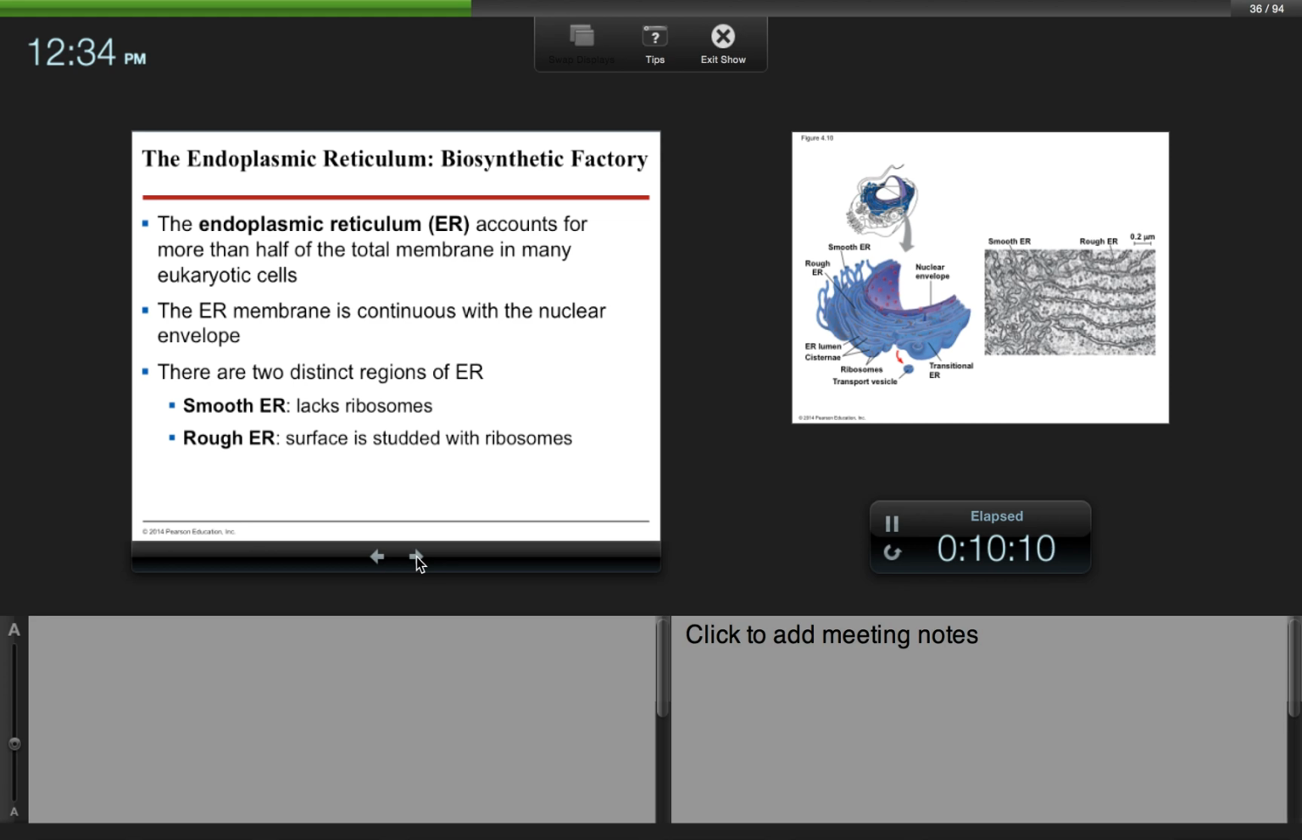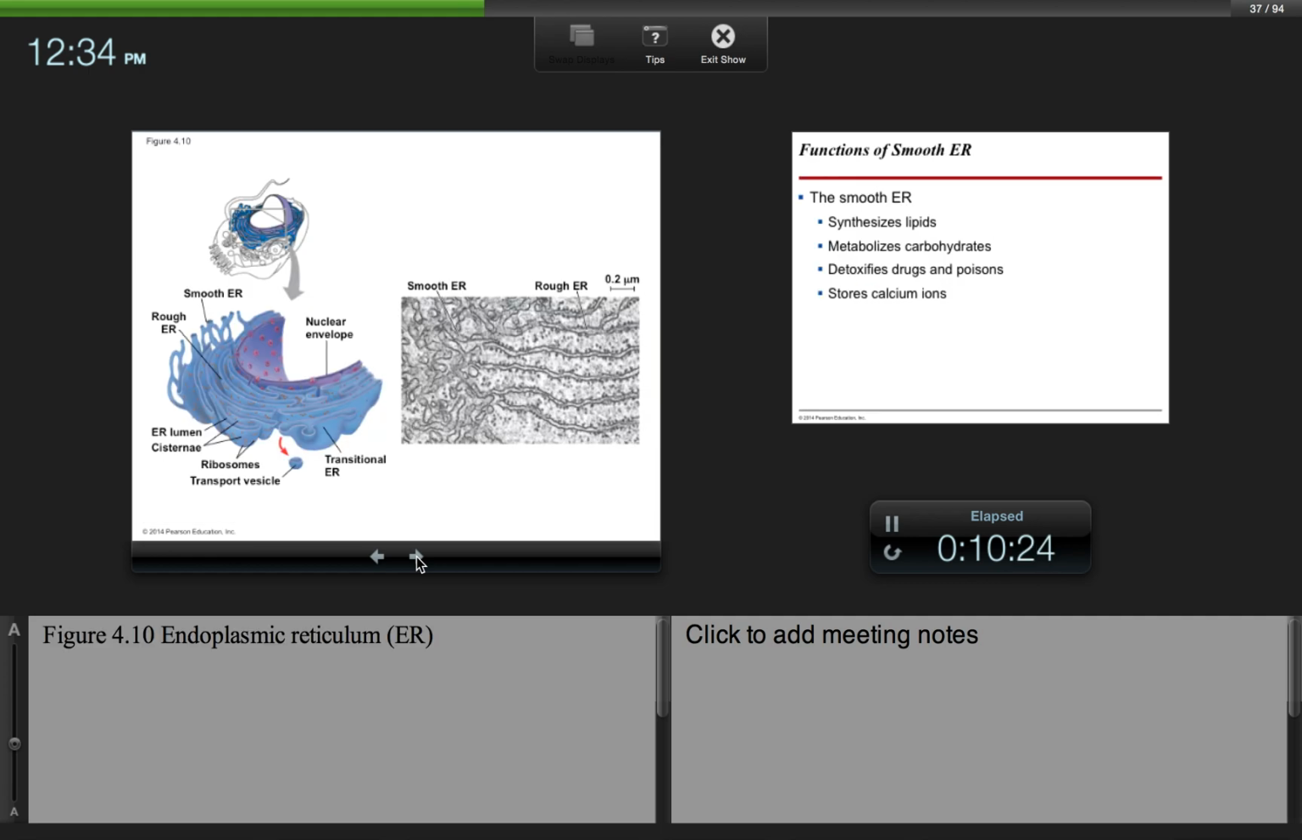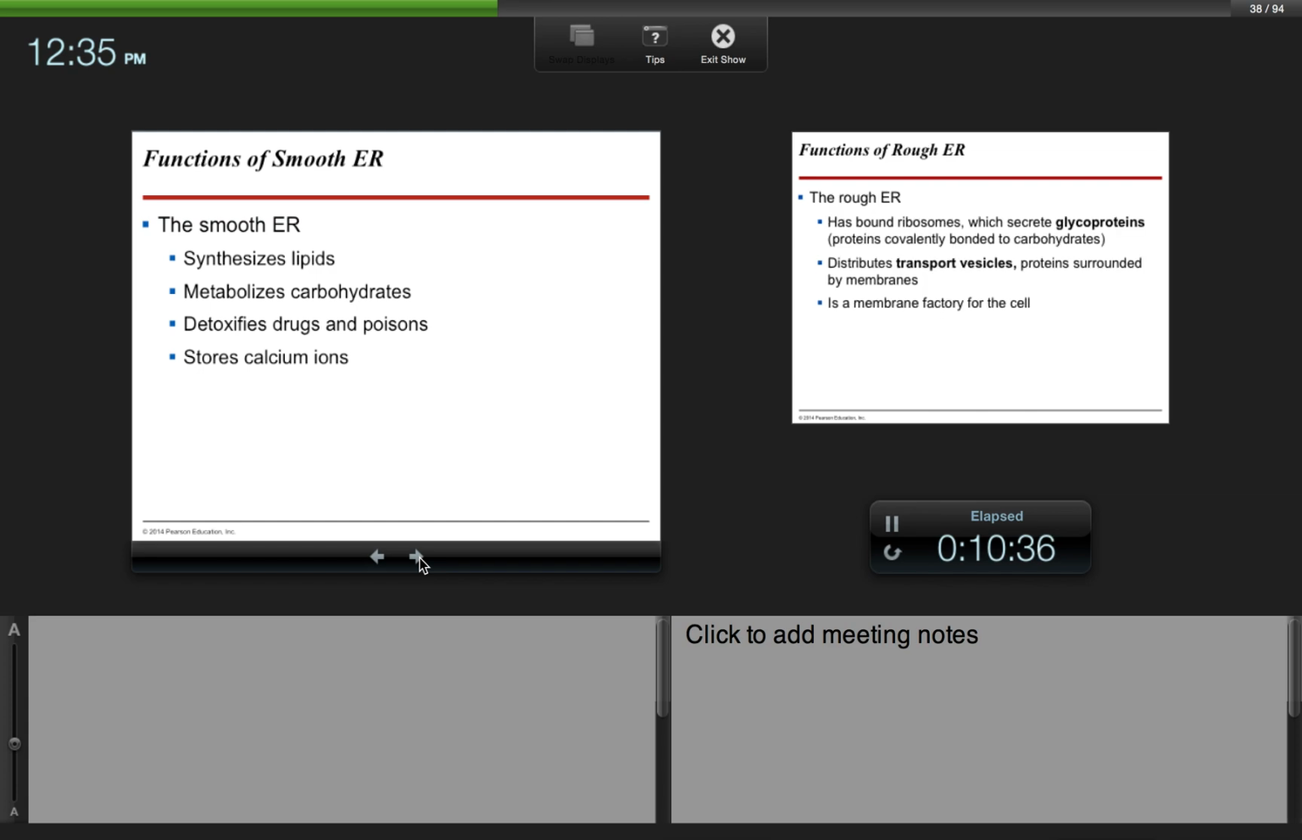The ER accounts for more than half of the total membrane in many eukaryotic cells. The ER membrane is continuous with the nuclear envelope. There are two distinct regions, the smooth ER, which doesn't have ribosomes, and the rough ER, which has bound ribosomes. Here's another picture of that. Your nuclear envelope, continuous with your ER. Here is your rough ER, which has ribosomes. Here's your smooth ER, which does not. The two have very different functions.